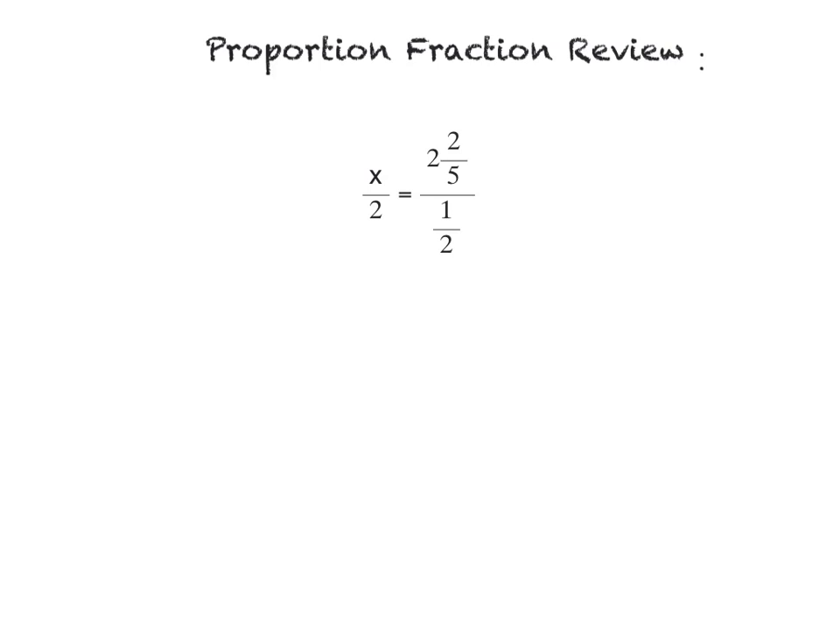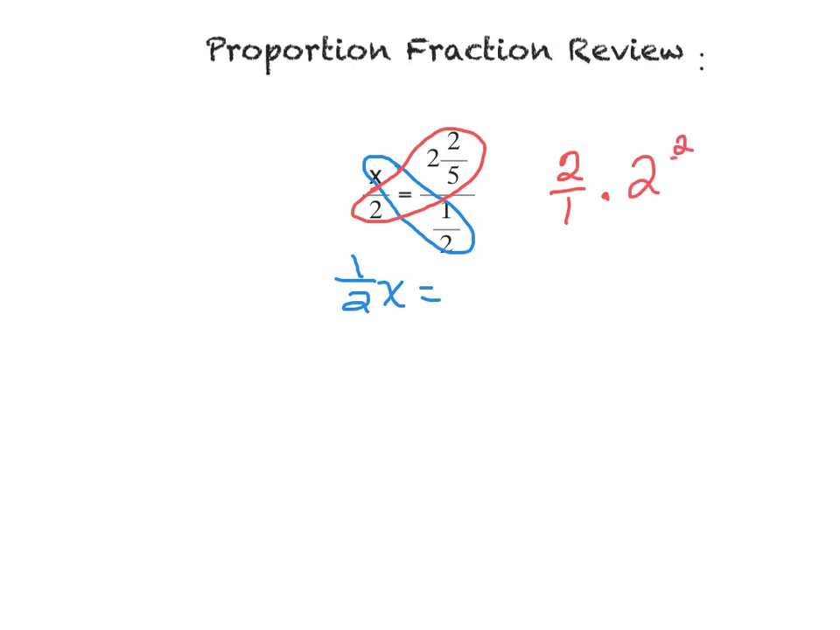Alright, so first thing we're going to do is we always cross multiply. So we're going to do x times 1/2 and we get 1/2 x, and that's going to be equal to 2 times 2 2/5. So I don't know what that is, so I'm going to come over to the side. 2 times 2 2/5. I need to change this to an improper fraction. 5 times 2 is 10, plus 2 is 12 over 5. Multiply straight across, I get 24 over 5.